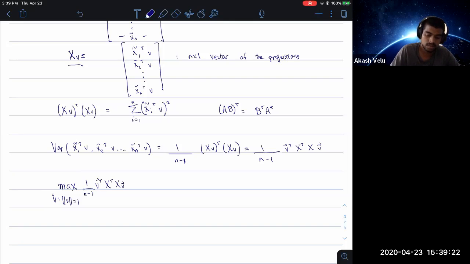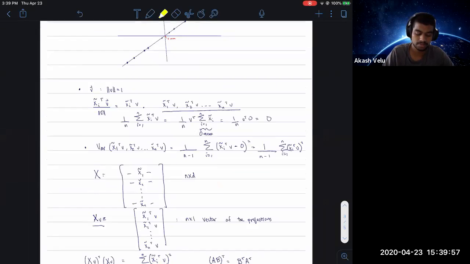If we're trying to maximize a number, we don't really care about the scalar in front of it. So this can be equivalently written as: find the v that maximizes just v transpose x transpose x v. And this maximization problem, finding the v that maximizes this quantity, is exactly what the PCA problem is.